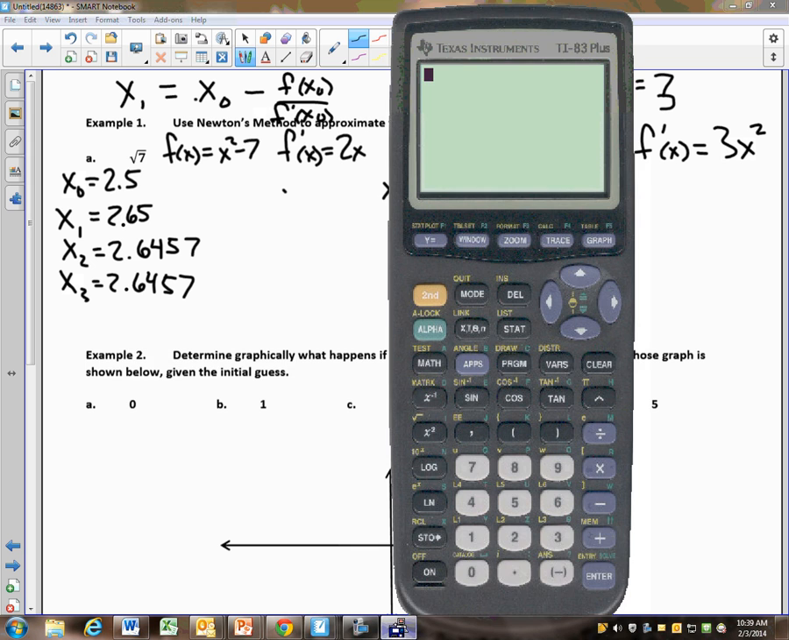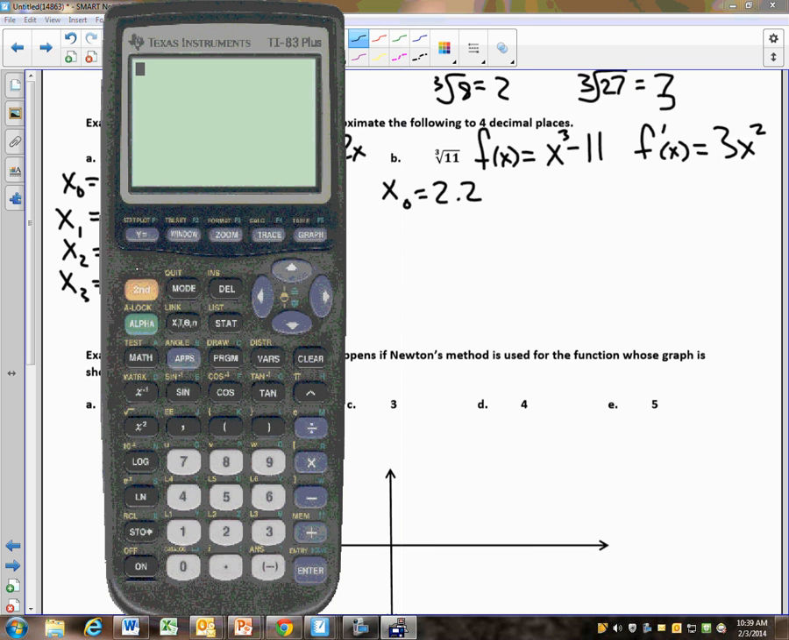Let's do it. 2.2 minus, parentheses, 2.2 to the third minus 11, parentheses, divided by 3 times 2.2 squared. Whoa. How many decimal places should I write it to? 2.2242.